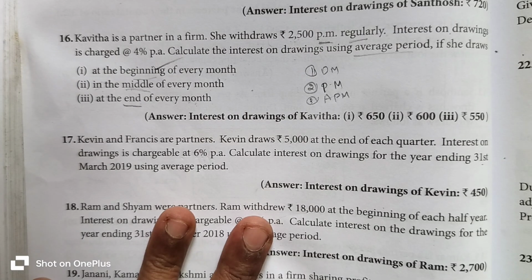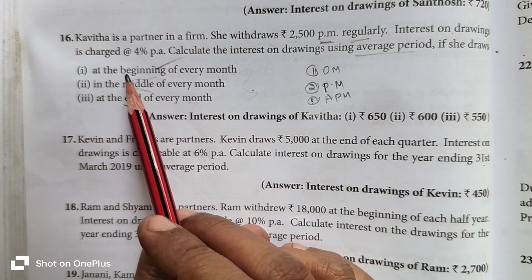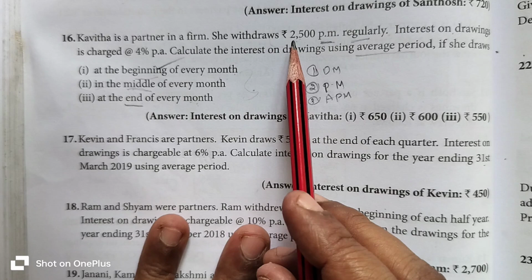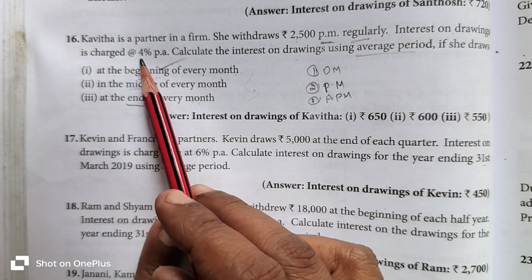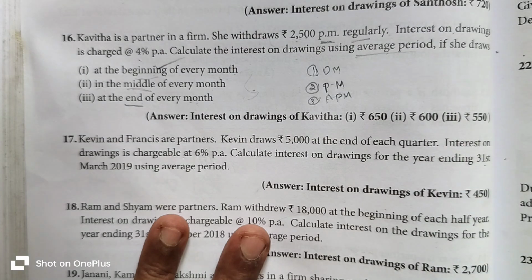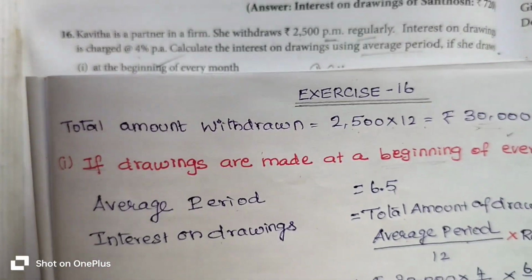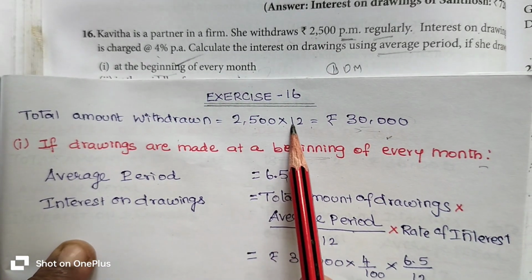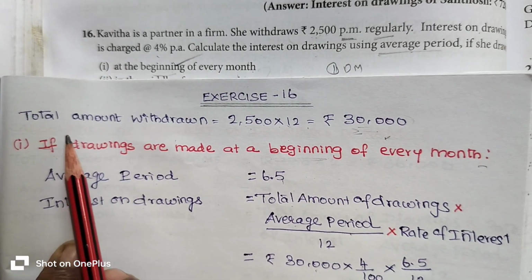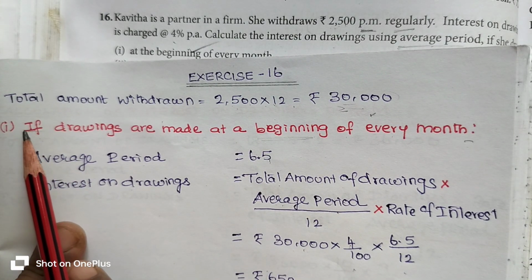Now you will calculate the 3 situations given here. At the beginning of every month Kavita has taken 2500 rupees. Rate of interest is 4%. Under the average period method you are going to calculate the interest on drawings. So the total amount of drawings is 2500 into 12 months, equal to 30,000 rupees. So what is the formula? Listen, you should write the heading first.